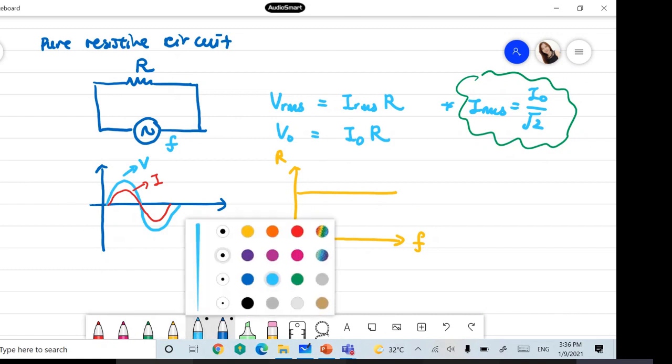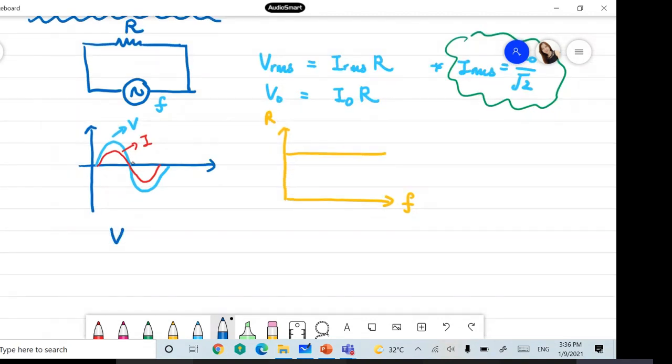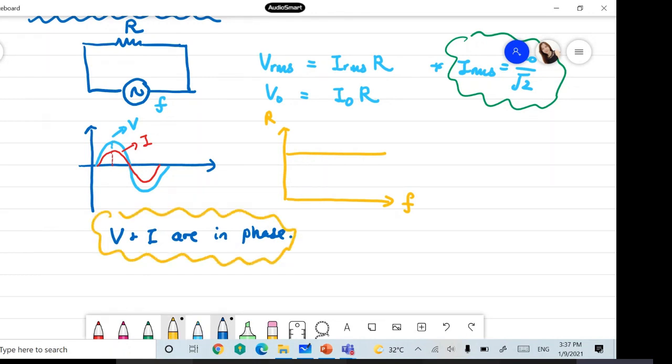So we can conclude that for a pure resistive circuit, the voltage V and the current I are in phase. In phase means there is no phase difference. The current will reach the maximum at the same time as the voltage reaches the maximum. Voltage and current are always in phase.